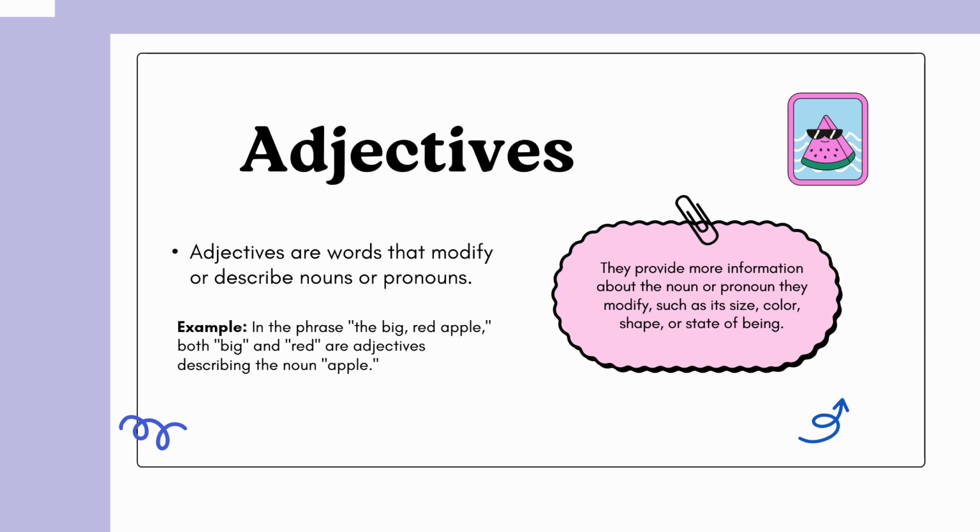Adjectives. Adjectives are words that modify or describe nouns or pronouns. They provide more information about a noun or pronoun, such as its size, color, shape, or state of being. Look at this example: the big red apple. In this phrase, both big and red are adjectives describing the noun apple.